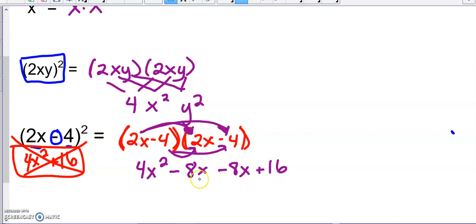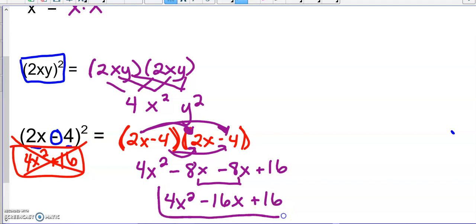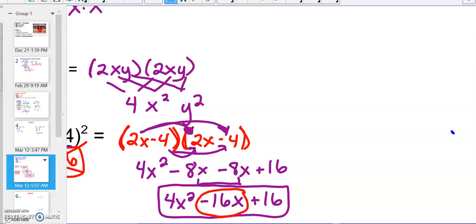Now when I combine like terms, I have these x terms in the middle that I can combine. So I have 4x squared. Negative 8x minus 8x is negative 16x. And then I have plus 16. So we can't just square the first term and square the second term, or we miss this whole middle linear term. Okay, let's try some more of these.